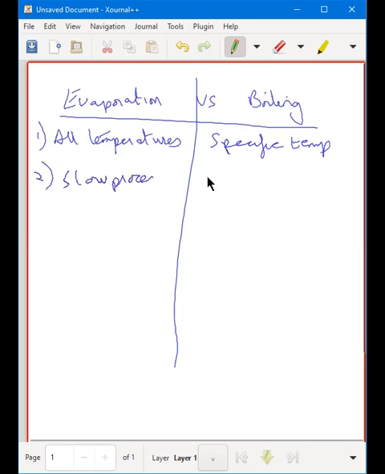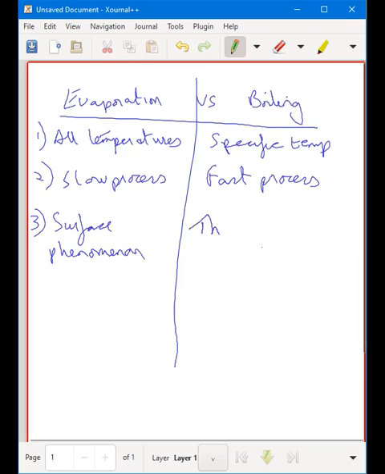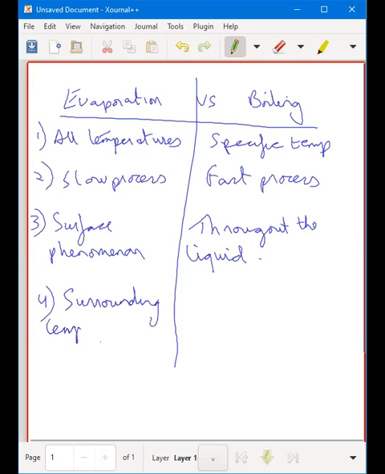Correct. Continue. Then evaporation takes place at the surface of the liquid, and boiling takes place at all parts of the liquid. And then in evaporation, the temperature of the surrounding falls, and in boiling, the temperature of the surrounding remains constant. Correct. And why is this? Can you explain why the fourth point happens?